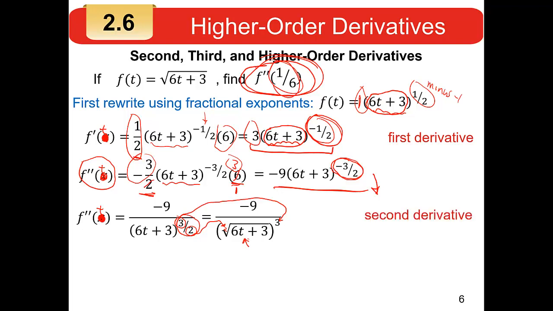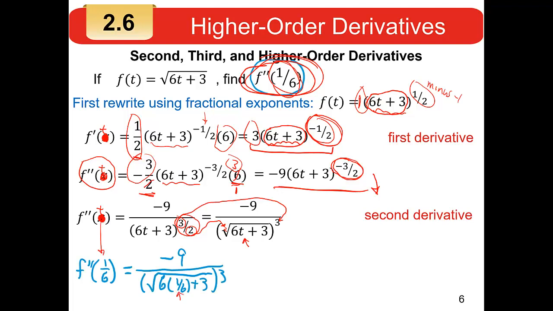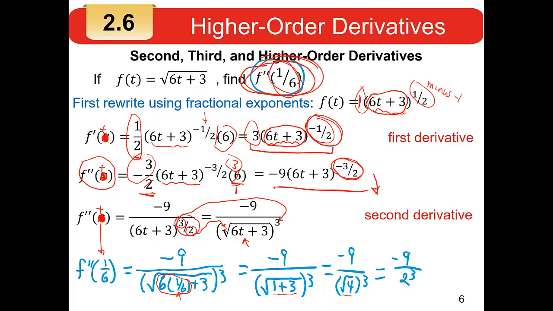So I take that 1/6, plug it into the second derivative, and I plug 1/6 then for t. I get a 1/6 right there, and luckily that comes out fairly nicely because 1/6 of 6 is just 1. And then 1 plus 3 is just 4. And the square root of 4 is 2. And then 2 cubed is 8. The numerator stayed minus 9 the whole time. So there's the second derivative of the original function evaluated at t equal to 1/6.